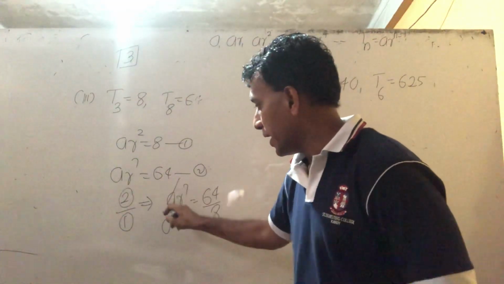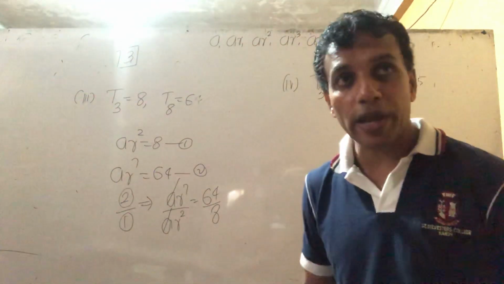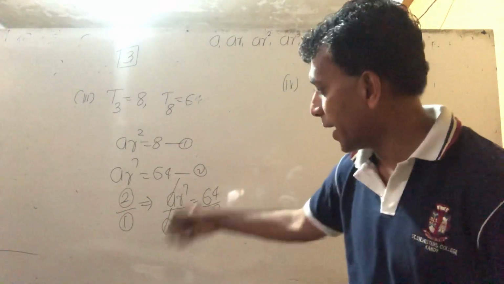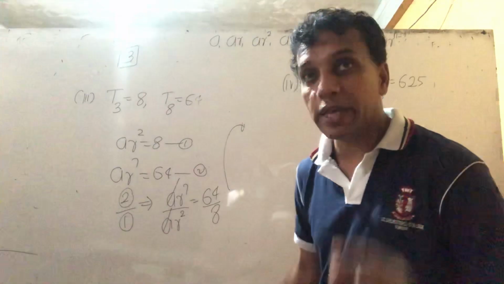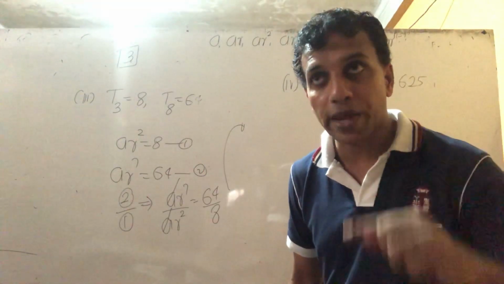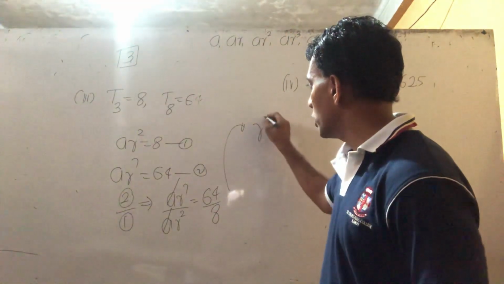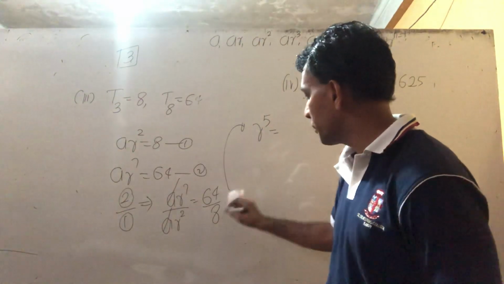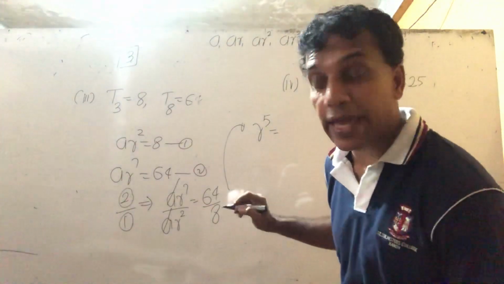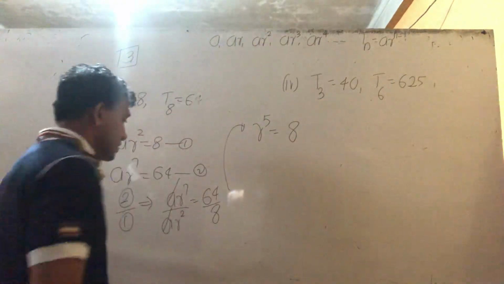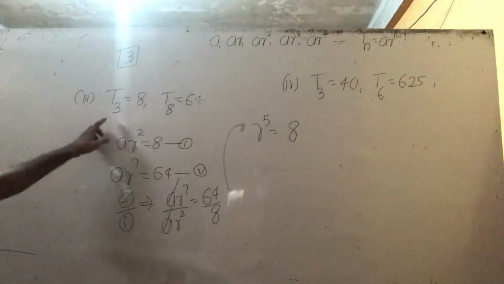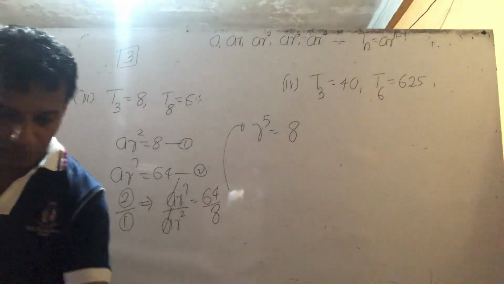So see, A cancels. We divide to remove the A part. Use the indices rule. Bases are same, so when dividing, subtract the powers. R to the power 5 is 64 divided by 8, that is 8, right? R to the power 5 is 8.